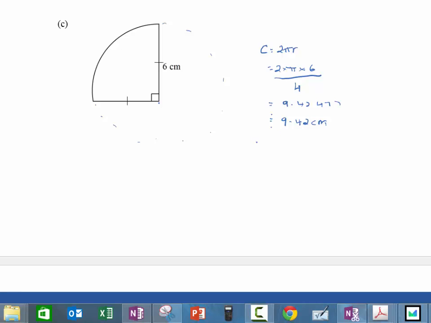Now what I'm really interested in is my perimeter. So perimeter equals, now remembering this answer is just my curved part, so that's 9.42, and I'm going to add on my other 2 sides, which are my radius, which is 6 plus 6, my radii. And if I work that one out, I think I get 21.42 centimetres. And that's it.